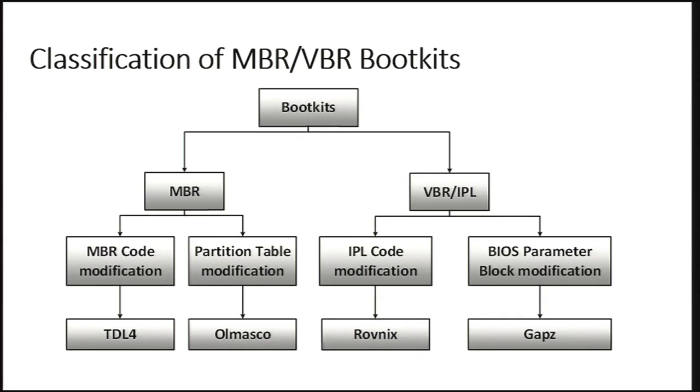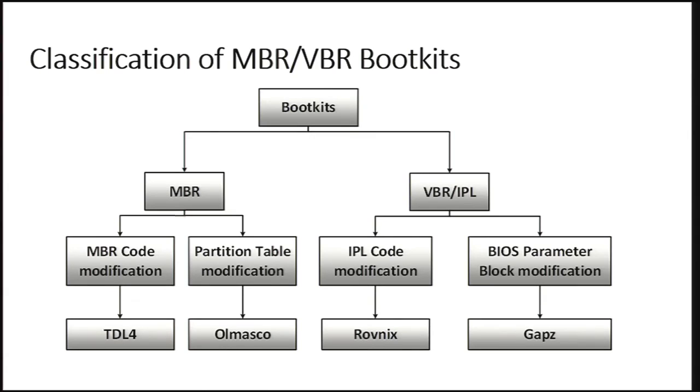The MBR is a data structure which consists of two parts. The first part is the MBR code which handles the boot process. And the second part is the partition table which defines the partitioning of your hard drive. TDL4 is the representative of the first group, as it just modifies the MBR code, but it leaves your partition table untouched. Almask, in turn, is different. It doesn't touch the MBR code, but it modifies the partition table. In fact, it creates a new entry in the partition table, marks it as an active one, and this is how it receives control at the next boot up of the system.